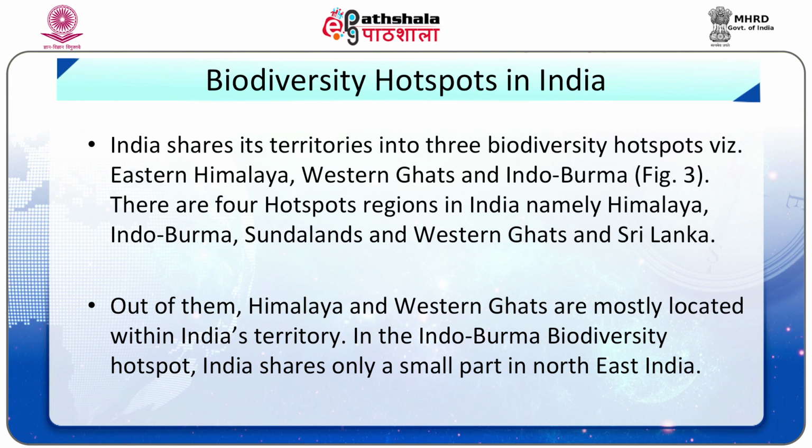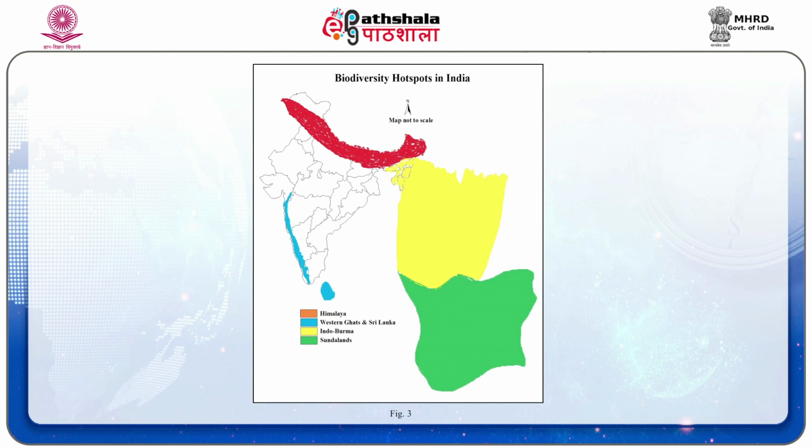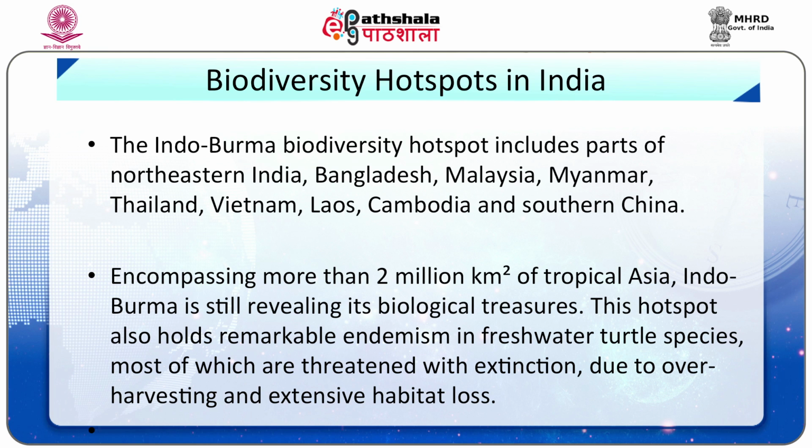Now, biodiversity hotspots in India. India shares its territories in 3 biodiversity hotspots, that is Eastern Himalaya, Western Ghats and Indo-Burma, as shown in figure 3. There are 4 hotspot regions in India, namely Himalaya, Indo-Burma, Sundaland and Western Ghats and Sri Lanka. Out of them, Himalaya and Western Ghats are mostly located within India's territory. In the Indo-Burma biodiversity hotspot, India shares only a small part in northeast India. Number 1, the Indo-Burma.